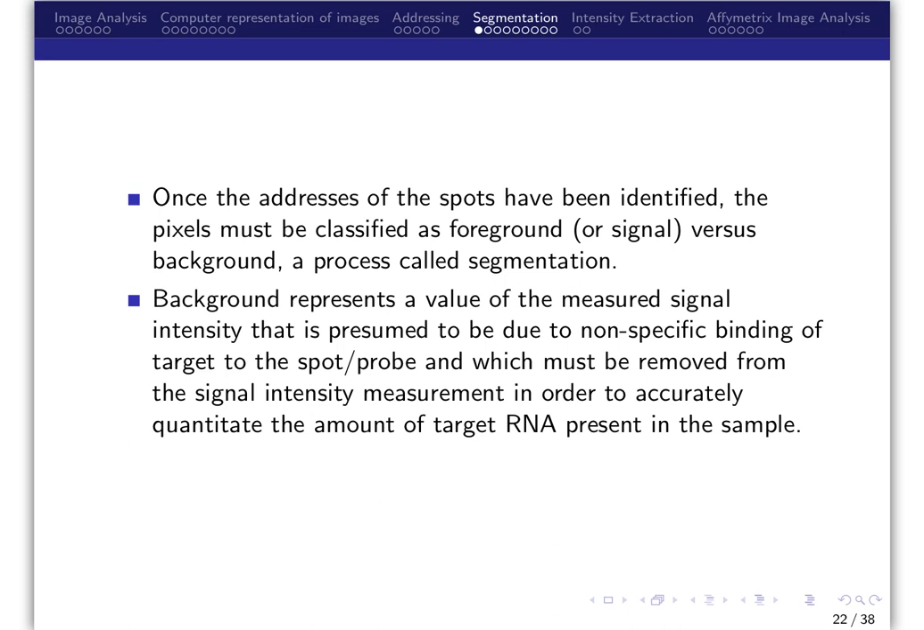Now let's turn to segmentation, which is the process of classifying pixels as either foreground or background. Segmentation methods are used to partition an image into a set of non-overlapping regions whose union is the entire image. For microarrays, the non-overlapping subsets are foreground and background.